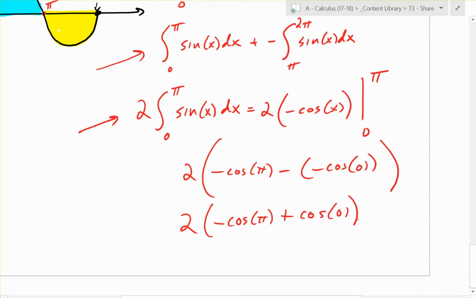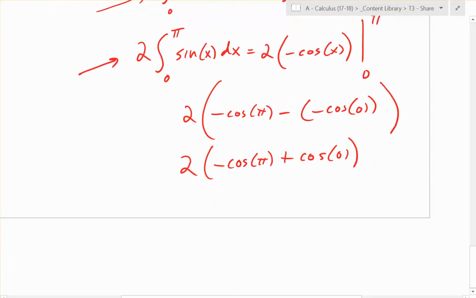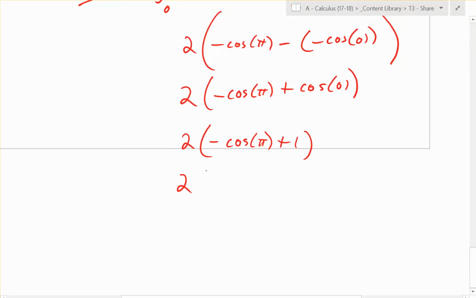This is where you have to remember a few things. First of all, cosine of 0 is 1. So you have negative cosine of pi plus 1 like this. And cosine of pi is -1, so you have 2 times -1 plus 1. So we end up with 2 times 2, which is 4.